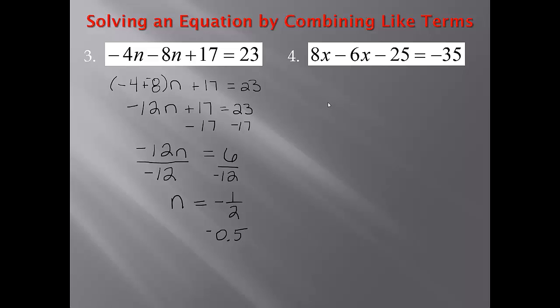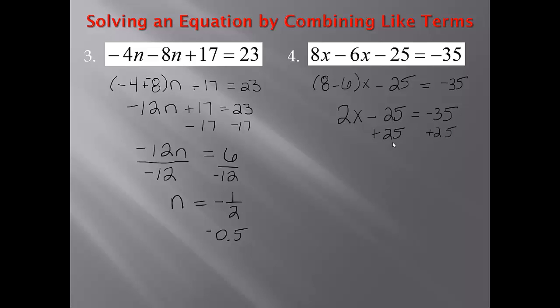And now for number 4, I have 8x minus 6x minus 25 equals negative 35. So first I need to combine my like terms. So I need to combine 8x minus 6x. So I'm going to have 8 minus 6, and that answer is times x minus 25 equals negative 35. And 8 minus 6 is 2, so I have 2x minus 25 equals negative 35. And now, since I'm subtracting 25 in my problem, I need to add 25 to solve, because I'm doing the opposite or the inverse. So I add 25 to both sides.